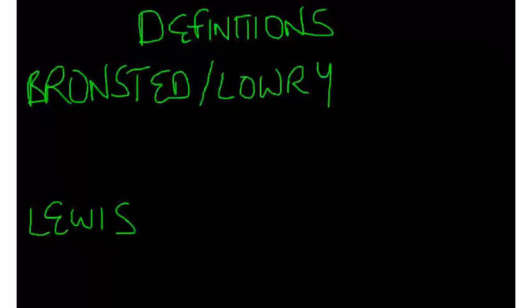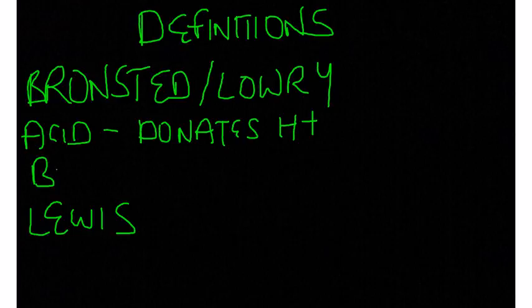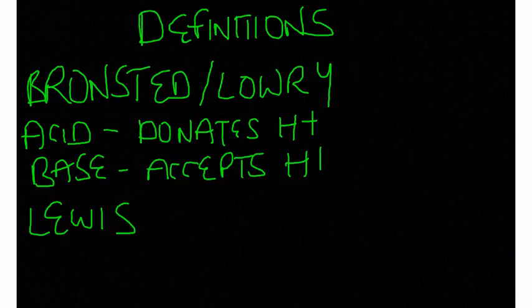So let's get started. The Bronsted-Lowry definition of an acid is a substance or compound that donates an H+. Therefore, a base will be a substance or compound that accepts an H+. Bronsted-Lowry: acid donates H+, base accepts H+.